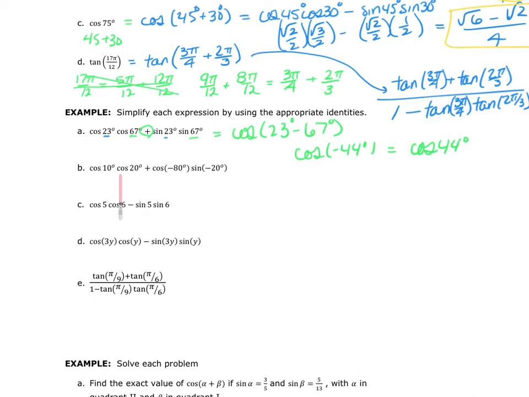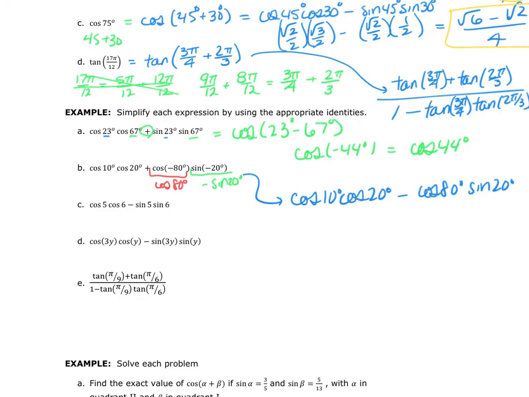When I take a look at my next example here, I have cosine, cosine, cosine, sine. Oh, all right, well, let's take a look at the cosine being even. So I know that, the cosine being even, this is the same thing as the cosine of 80 degrees. Sine being odd, I know that this is going to be negative sine of 20 degrees. So where I am now is this is going to be equal to the cosine of 10 degrees, the cosine of 20 degrees, minus the cosine of 80 degrees, and then the sine of 20 degrees. Now, here's the thing, though. It doesn't match the cosine, cosine, sine, sine.